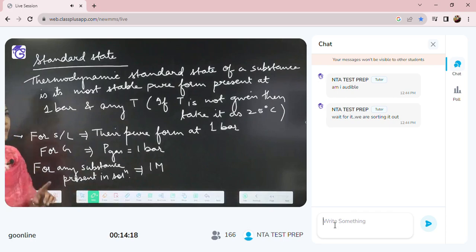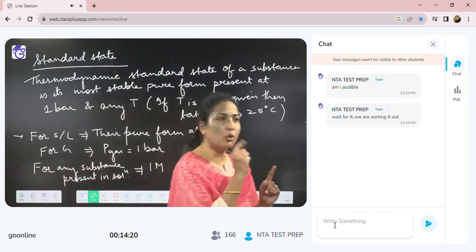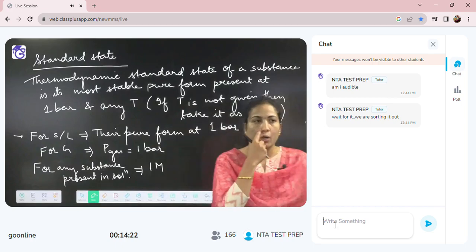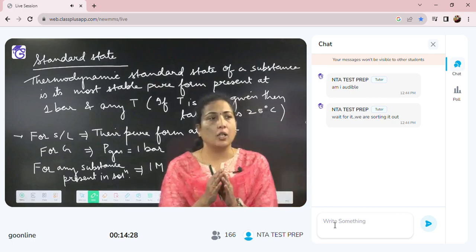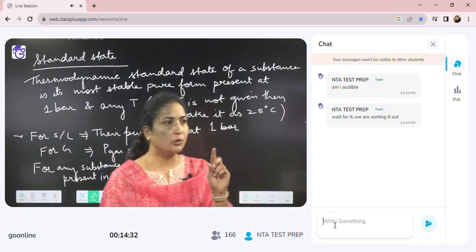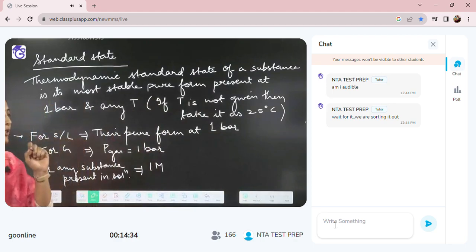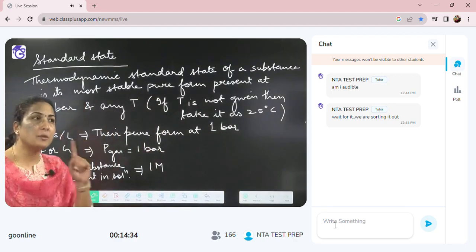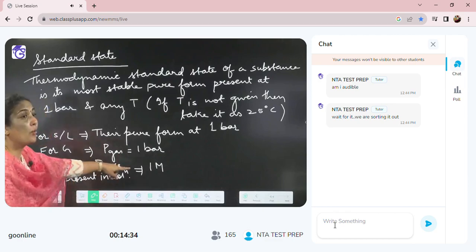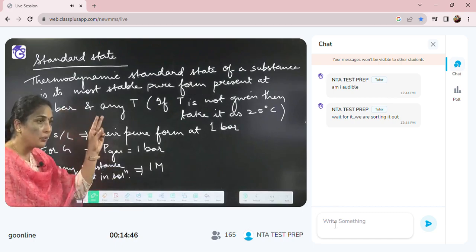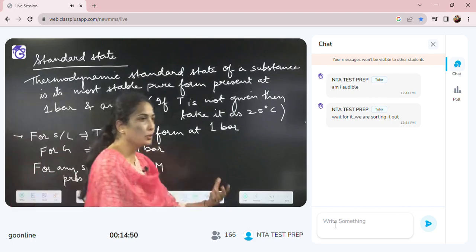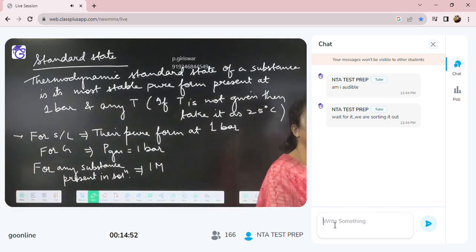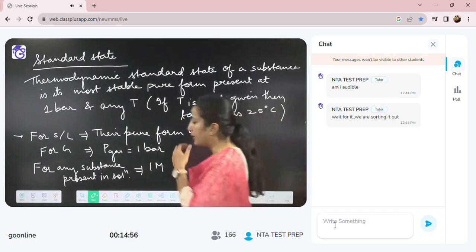I think you will be able to relate here that all of you know about the standard hydrogen electrode. You have already read it in electrochemistry, right? Do you remember, we call it a standard hydrogen electrode because the pressure of the hydrogen gas was 1 bar and the concentration of H plus ion which we are taking is 1 molar, right? So are you able to relate now? Any solute present in the solution, I'll say it is in its standard state if its concentration is 1 molar, and for a gas the pressure should be 1 bar. I hope it is clear to all of you.